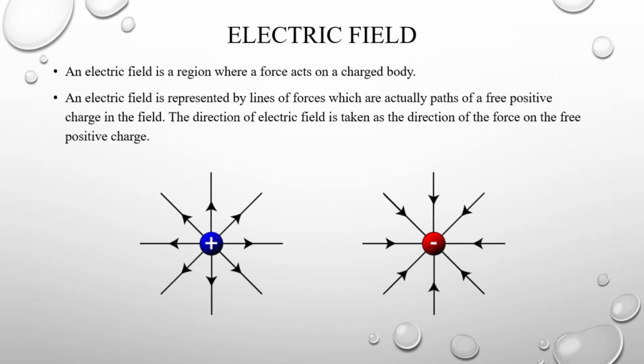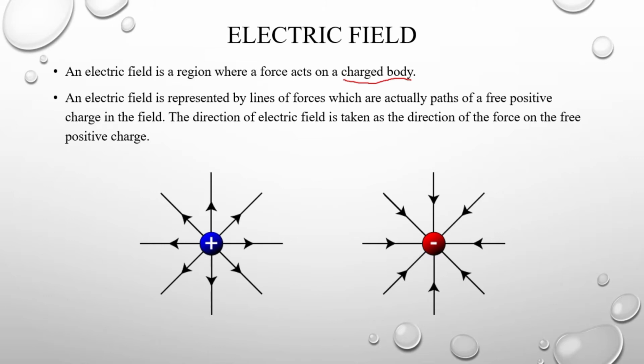To the next subtopic, electric field. An electric field is the region where a force acts on a charged body. An electric field is represented by lines of force, which are actually the path of a free positive charge in a field. The direction of the electric field is taken as the direction of the force on the free positive charge.